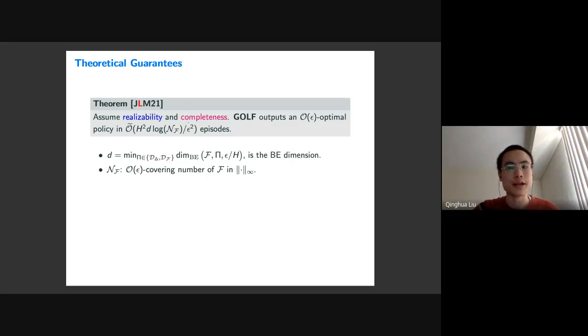So we have the following guarantees for our algorithm GORF. Assume realizability and completeness. GORF can find an epsilon optimum policy within this number of episodes. Here, H is the length of each episode, and D is the Bellman Eluder Dimension with respect to either D delta or DF; you can pick the smaller one. And N_F is the covering number of this function class with respect to the infinity norm. So if the function class is finite, N_F is always upper bounded by its cardinality.